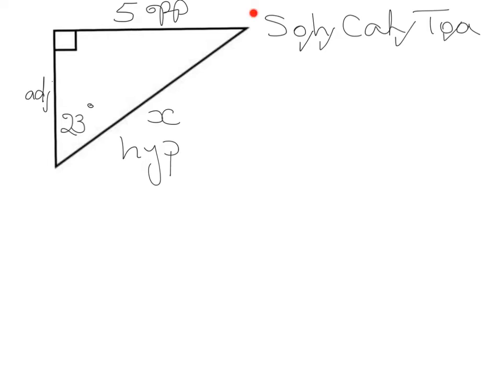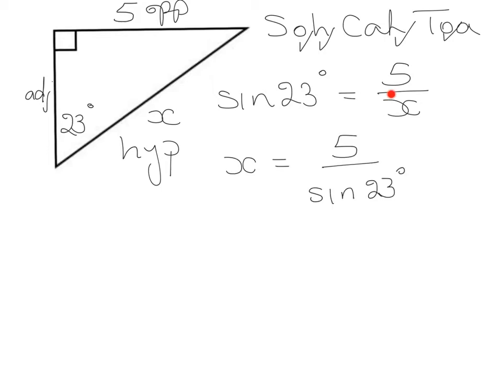So the one with 2 ticks is SOH. We're going to be using sine. So filling in our sides, the sine of 23 degrees is equal to the opposite over the hypotenuse, so 5 over x. Now we've got to be careful because what we're trying to find this time is on the bottom. Our x is down here. So we rearrange it like this. So our x and sine 23 have swapped positions, and this is how we put it into the calculator.